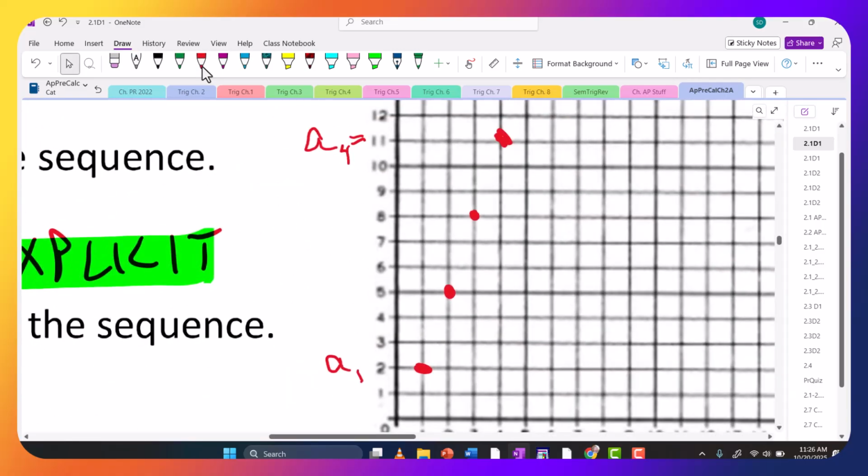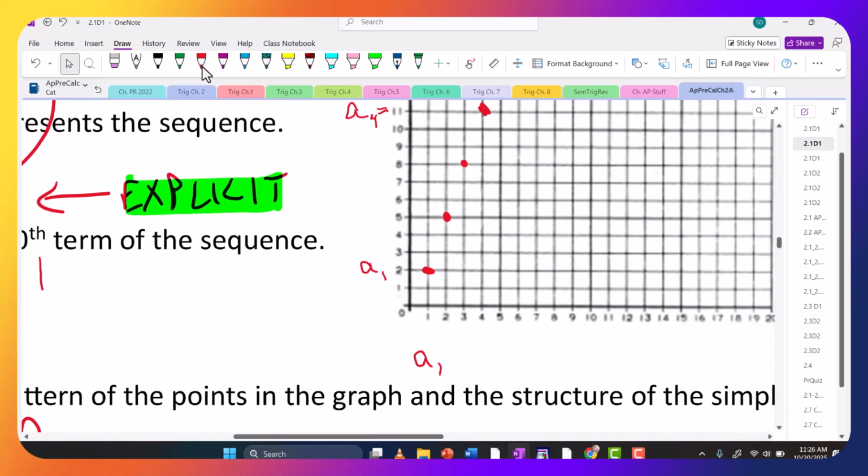But you're not supposed to connect them, because a sub 1.5 doesn't exist. It's just a sub 1, a sub 2, a sub 3. That's what we mean when this is called a discrete graph. You're not allowed to connect the dots. They're separated. Oh, and didn't we find a sub 0? And a sub 0 was -1, proving the point that a sub 0 is the y-intercept. So I did go backwards and graph a sub 0 now.